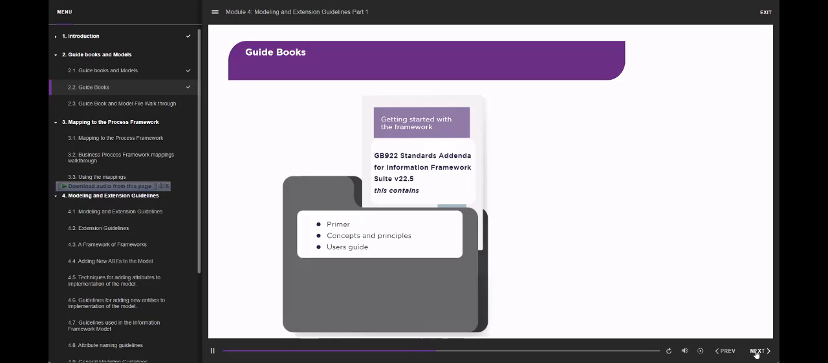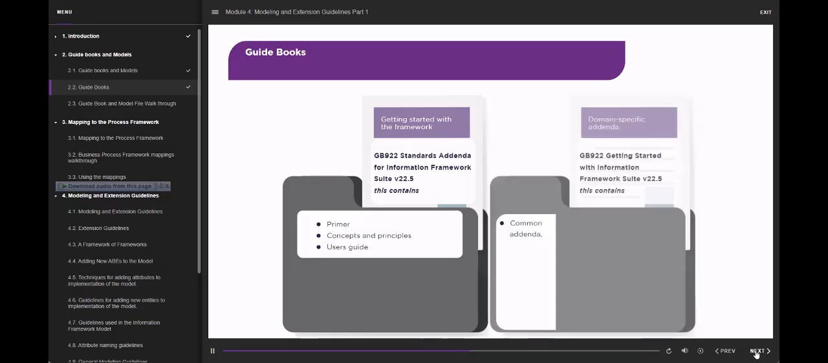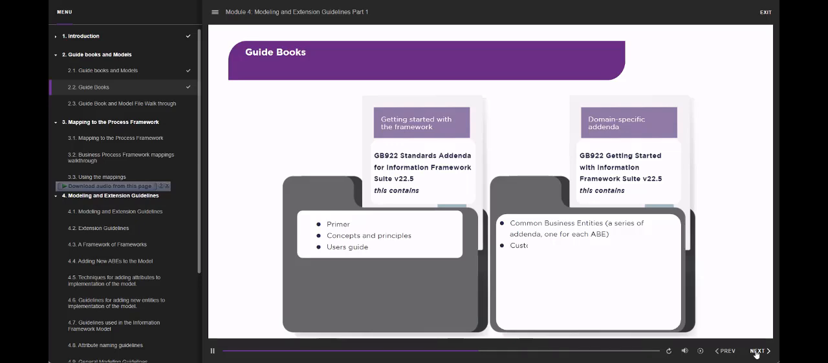It is recommended that the documents in this set should be read in the sequence shown here. The first one is optional for those of you familiar with information modelling. The addenda in the second set are organised by domain to be consistent with the structure of the framework. With the exception of the common and resource domains, there's a single addendum for each domain.